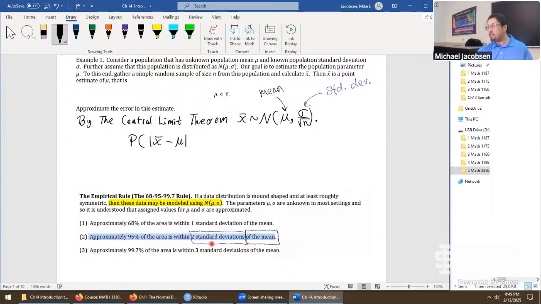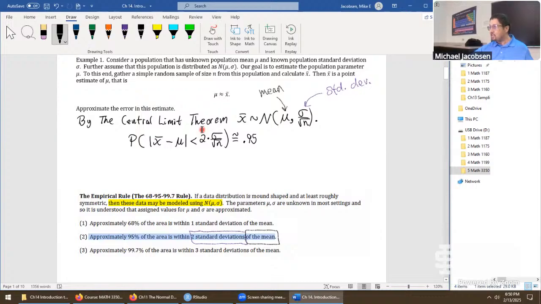So I'm writing down the distance between the statistic X bar and the mean is going to be within. Within implies a less than. You could go less than or equals, you get the same probability statement. 2 standard deviations means 2 times sigma over the root of n. This is going to be approximately 0.95.